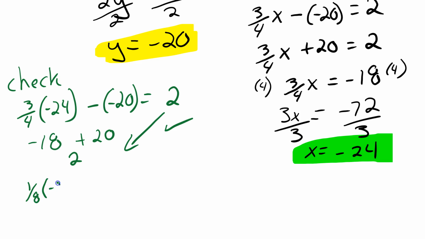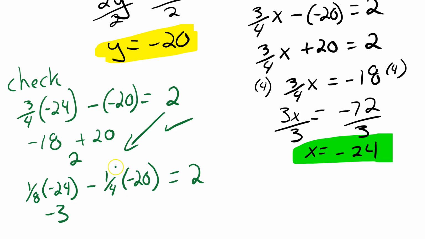1/8 times negative 24 minus 1/4 times negative 20. This should equal positive 2. 1 times negative 24 divided by 8 is negative 3. Negative 1 times negative 20 is positive 20, divided by 4 is plus 5. Negative 3 plus 5 is 2. 2 is 2. I get a good check here. So I've got the correct answer. Looks good.